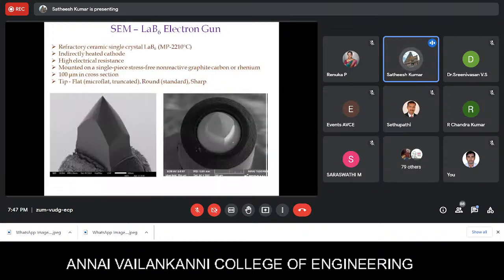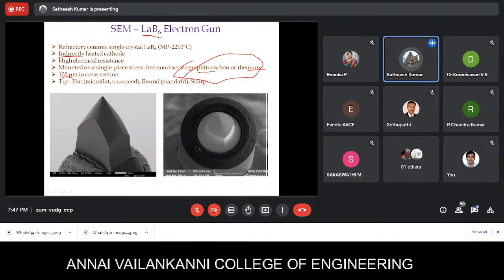Another type of thermionic emission based gun is the lanthanum hexaboride based electron gun. Lanthanum hexaboride is a refractory ceramic single crystal material, and this is an indirectly heated electrode. In the sense, it has a high electrical resistance. It cannot be heated like tungsten, what we discussed just now. So it is mounted on a graphite based carbon or a rhenium material, and this being an electrically conductive material, you will be heating this. That in turn heats the lanthanum hexaboride, which is approximately 100 micrometers in cross section.